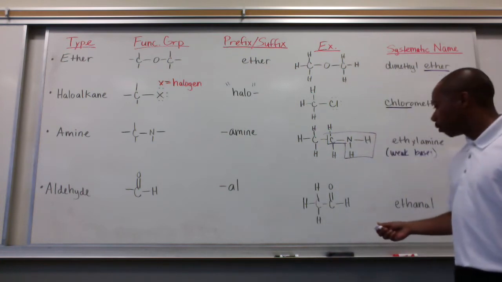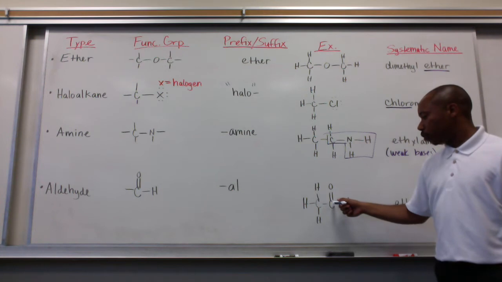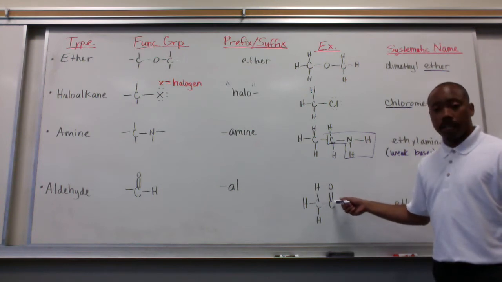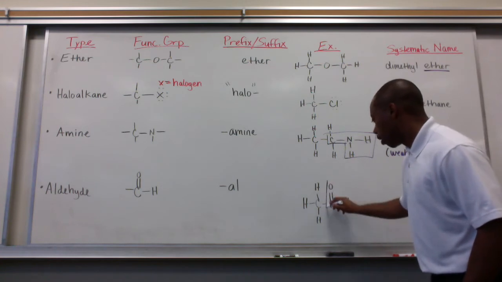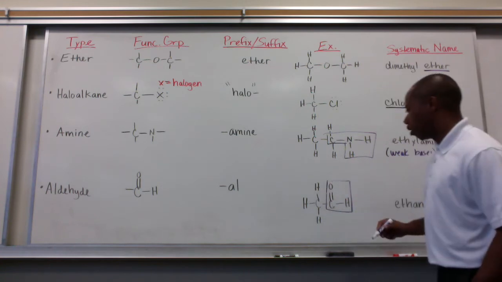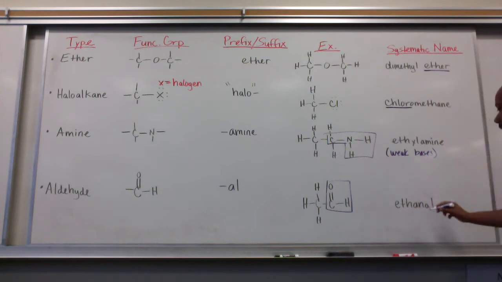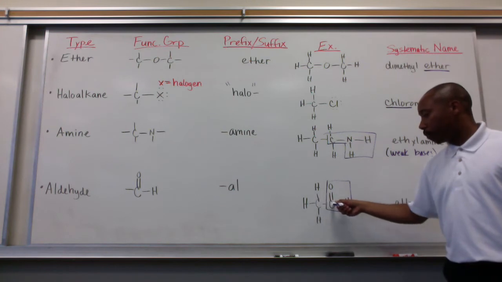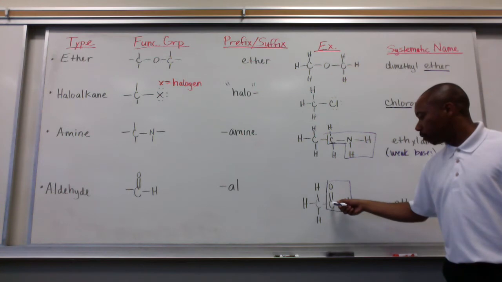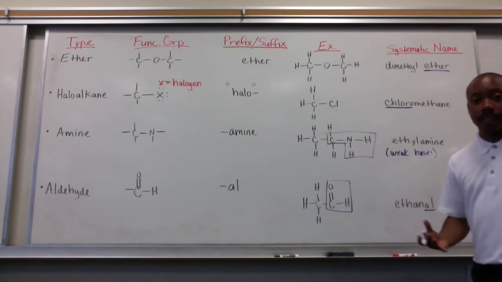An example would be if we have a methyl group attached to a carbon double bonded to an oxygen here. So this would be your functional group. We would call this ethanal. It's ethanal because we have a 2-carbon backbone. This carbon becomes part of the backbone here, 1, 2. So it's ethyl. And this -al lets everyone know that it is an aldehyde.